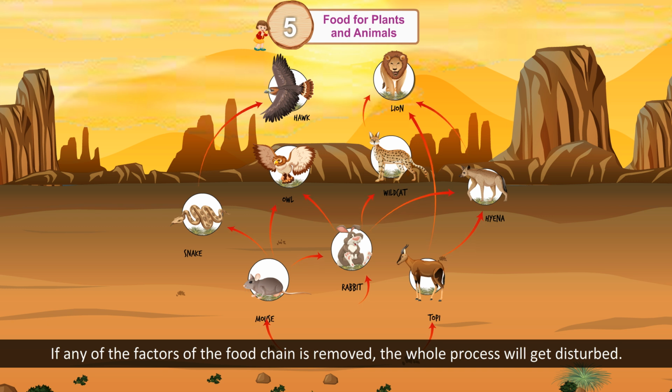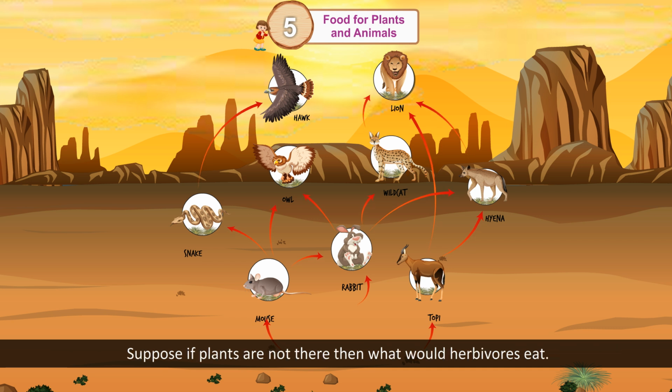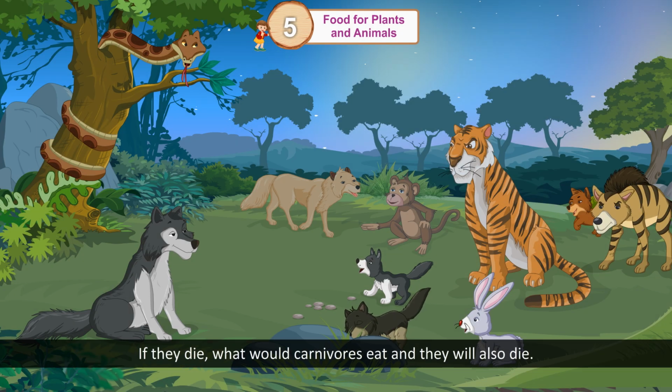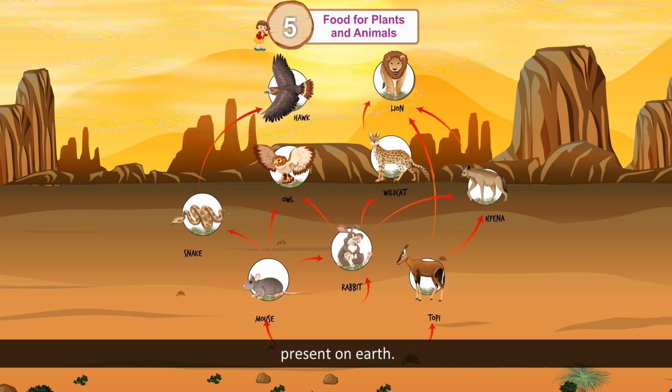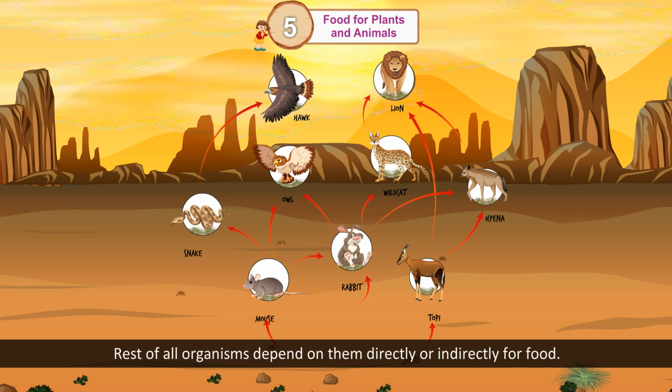If any of the factors of the food chain is removed, the whole process will get disturbed. Suppose plants are not there, then what would herbivores eat? If they die, what would carnivores eat? And they will also die. So there should be a balance in the whole process. Every food chain begins with green plants because they are the only food producers present on Earth. The rest of all organisms depend on them directly or indirectly for food.